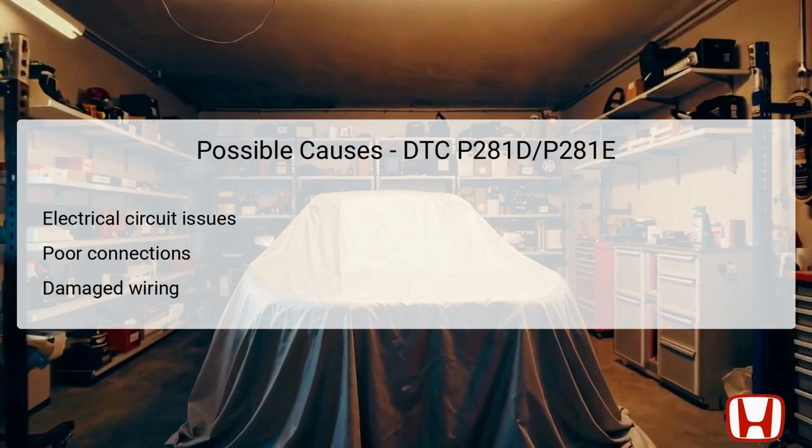Additionally, the internal circuits of the solenoid may be compromised, which could lead to improper operation. Since these issues are electrical in nature, mechanical malfunctions within the transmission are ruled out as potential causes. Identifying these underlying problems accurately is critical to resolving the DTC effectively.